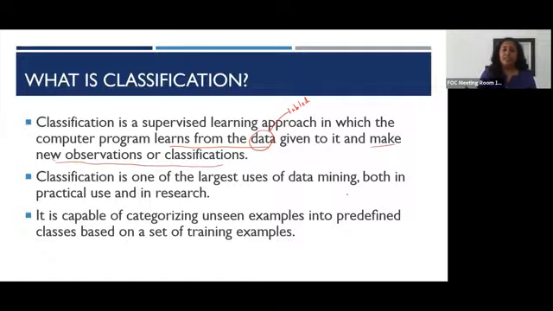So classification is very widely used in practice and research. It is capable of categorizing unseen examples into predefined classes based on a set of training examples. For example, as I told you in the first lecture, if you have certain profiles of people who have gone for some credit card offer, when you get a similar profile, you can give it to the machine and ask, I have this kind of profile, whether he will go for the offer or not, and the machine will be able to answer that, right? So that is what you mean by this third bullet, right?